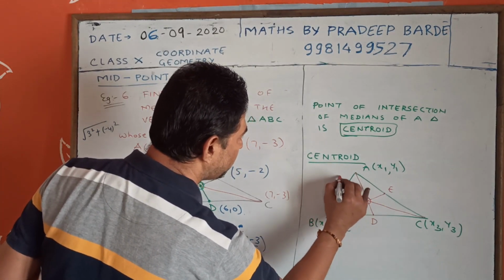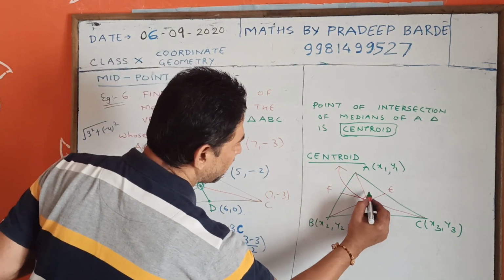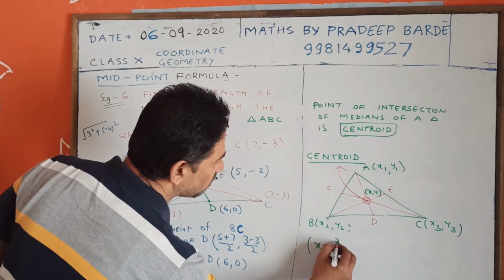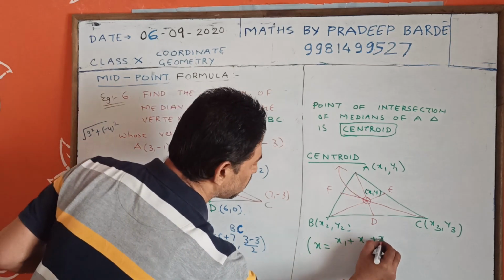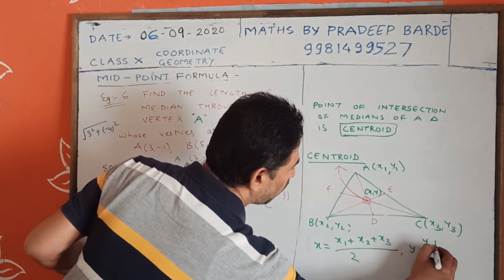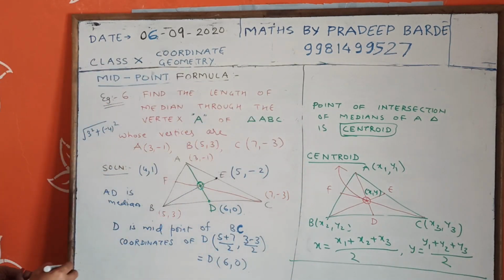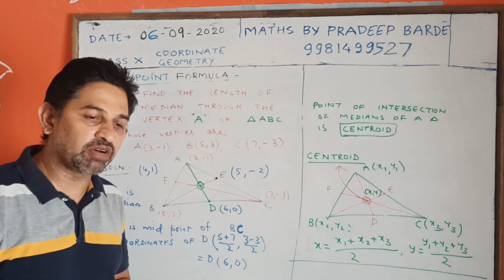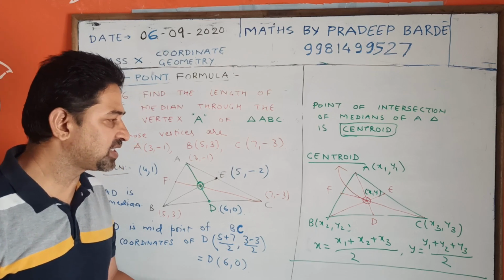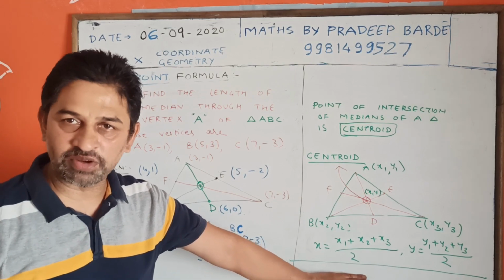This is the centroid, and the coordinates of the centroid, if I write here as (x, y), are given by x is equal to (x1 plus x2 plus x3)/3, y is equal to (y1 plus y2 plus y3)/3. This is the formula for coordinates of the centroid of a triangle. See, this we will prove in the next class. कल हम इसको प्रूव करेंगे, जस्टिफाई करेंगे कैसे आया. ठीक है. So this is the formula for the centroid of a triangle.